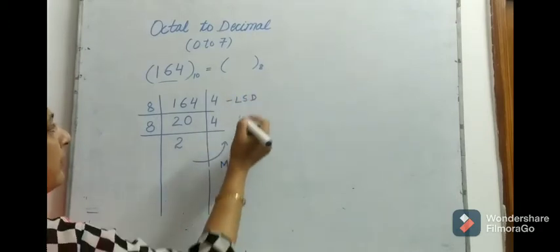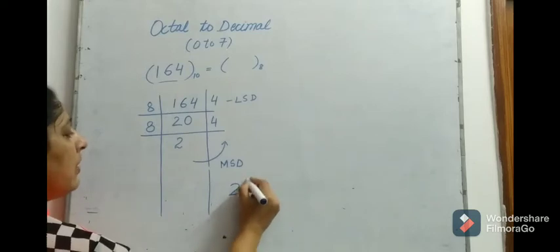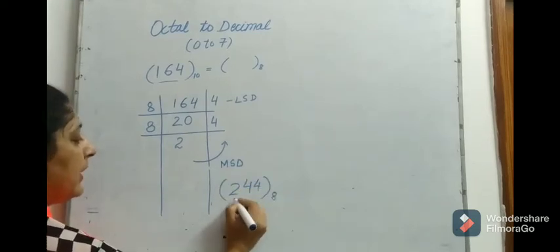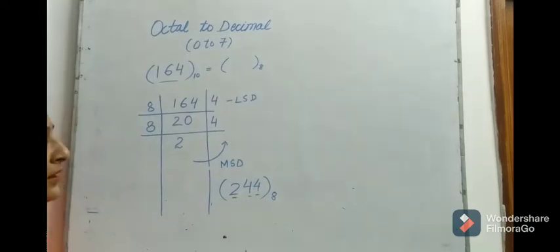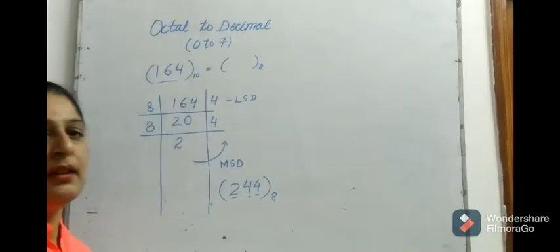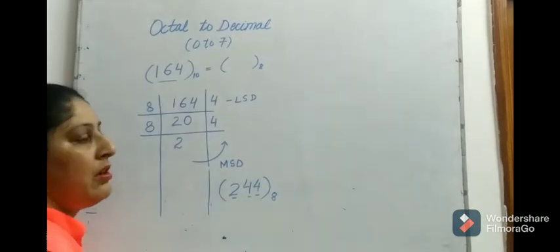So how am I going to write it? I am going to write it like this: 2, 4, 4, and the base will be 8. Whatever digits I receive here should always be between 0 and 7. We should never have a digit more than 7 in the case of octal.